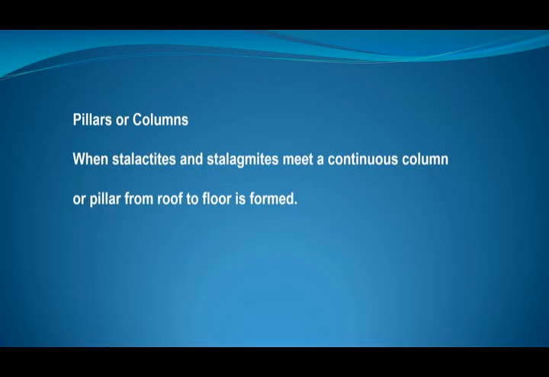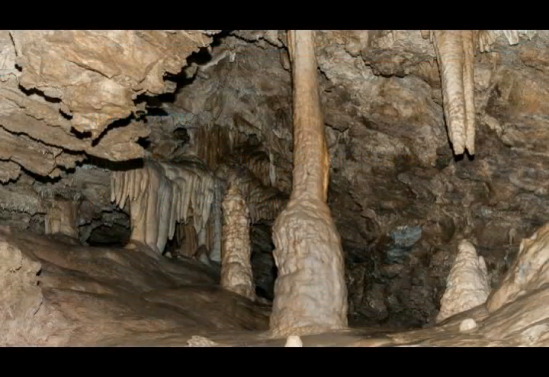Pillars or columns are formed when stalactites and stalagmites grow and actually meet. When they meet, they form what is called a continuous pillar or column. And here we have a photograph of a pillar, and I'm sure you can see the point at which they actually meet right here. This is where they actually meet.